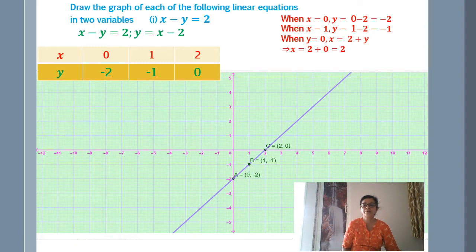Now the next step is to plot the graph. Use this information. You are getting three pairs of coordinates: 0, minus 2, which is point A; then 1, minus 1, which is point B; and 2, 0, that is point C. Join the three points and you get a line. And write the name of the line. What is the name of the line? It is x minus y equal to 2. Write the name over the line.